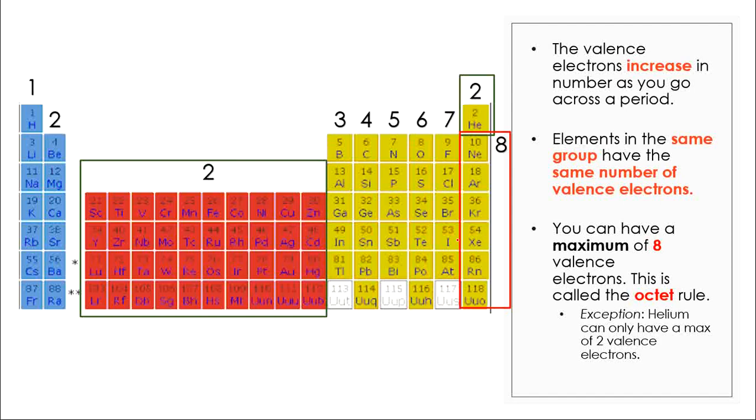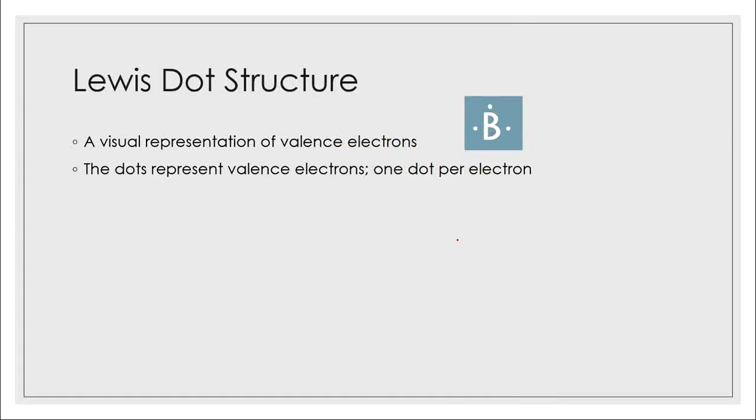So just to reiterate, the elements in the same group have the same number of valence electrons. Now that does not mean that they have the same number of total electrons. Remember that valence electrons means the electrons in the outermost shell, the outermost level. And those are the electrons that are involved with bonding. To represent the valence electrons, we draw Lewis dot structures.